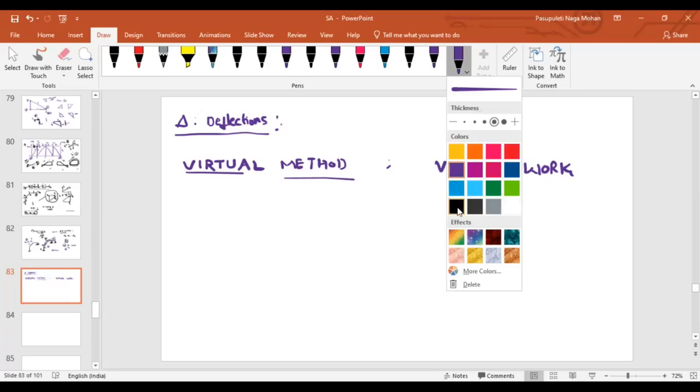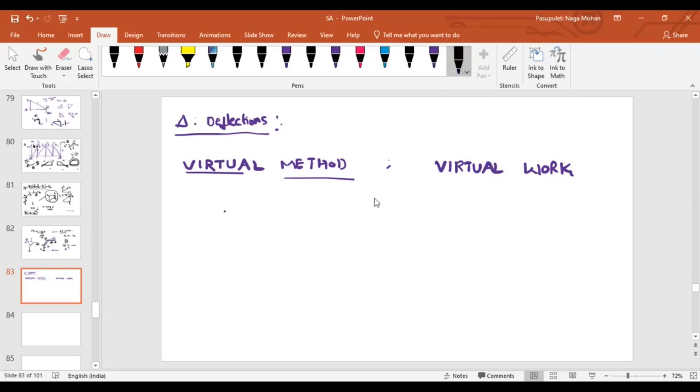But what does virtual work imply? Let us say I'm talking about a beam, even a simple beam. In this case, is it stable or not? Stable, right? Yeah, sir.